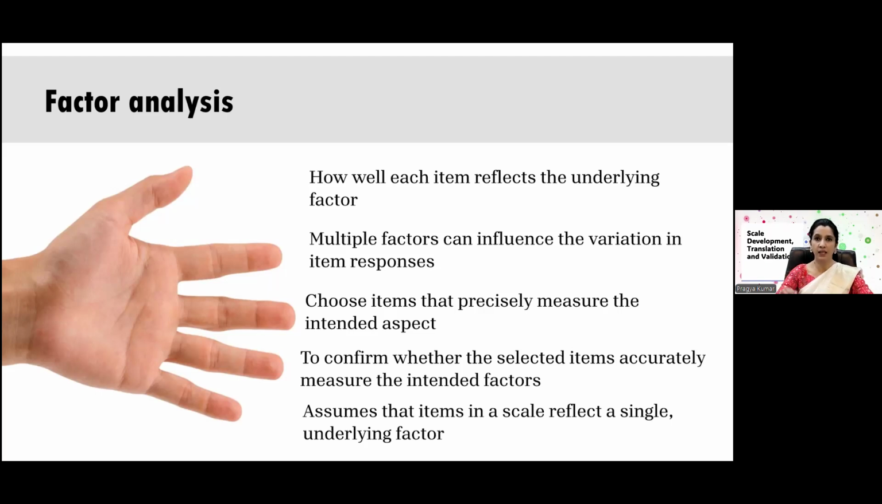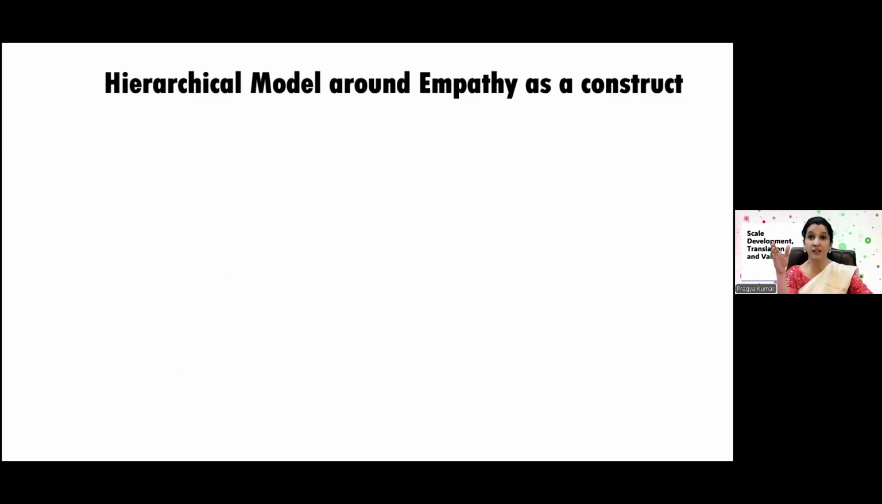What do we mean by that? That means if there are 16 items in the Toronto Empathy Questionnaire, we assume that each item is representing an underlying factor. That means there are 16 factors. To understand that, let's see what a hierarchical model around empathy as a construct is.